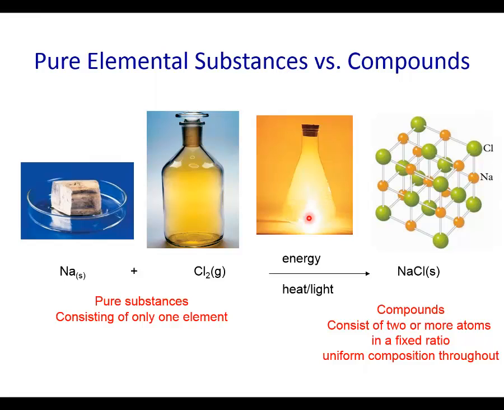It's a compound because we've combined two elements. We have to have at least two or more elements combined in whole number ratios to form compounds. Our whole number ratio here is 1 sodium to 1 chlorine, so we form sodium chloride. Now that's common table salt. So we form common table salt.